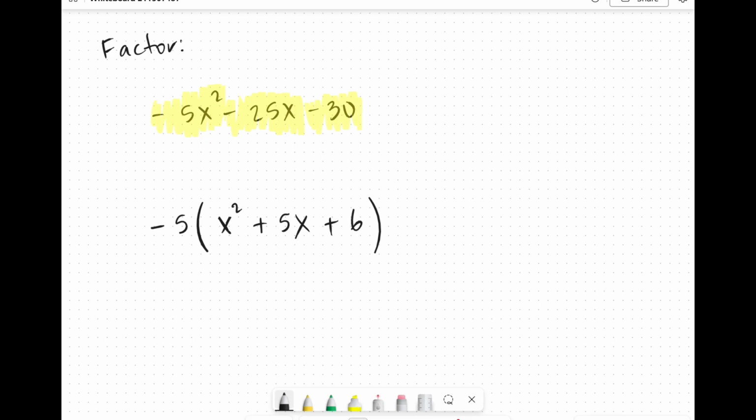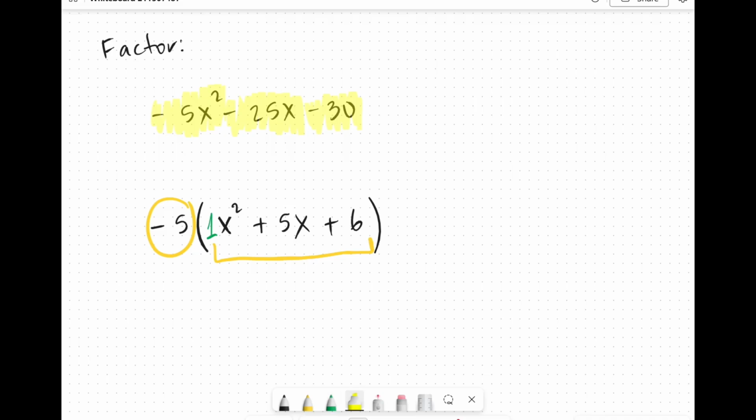Once you divided all of the terms by that negative 5, we will ignore the negative 5 for the time being. We will not remove it, it's still there, but we will focus on this trinomial here, because the trinomial inside of the parentheses now has the leading coefficient of 1, and we are able to factor it further using that technique I just showed.